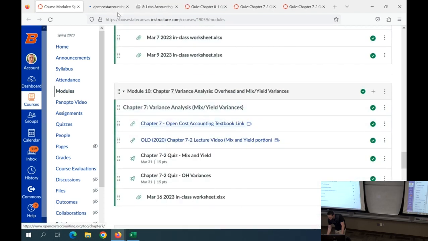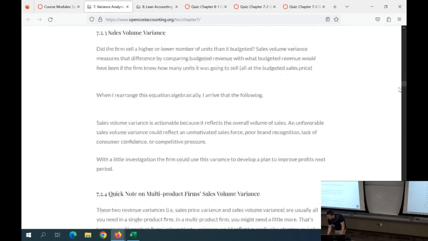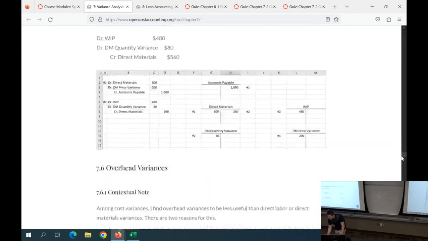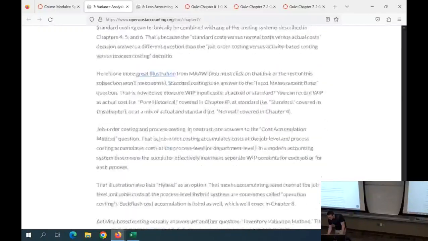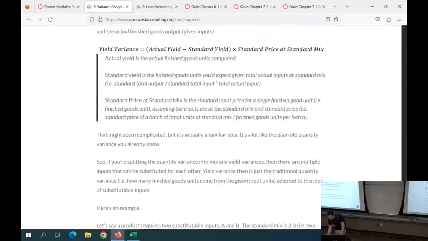That's the equation here. You'll have this on the exam. You'll have the equation written down on the exam. It's right here. We're going to need actual yield, we're going to need standard yield, we're going to need standard price at standard mix.